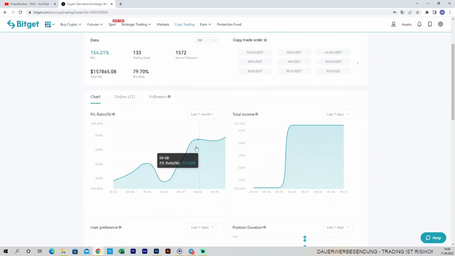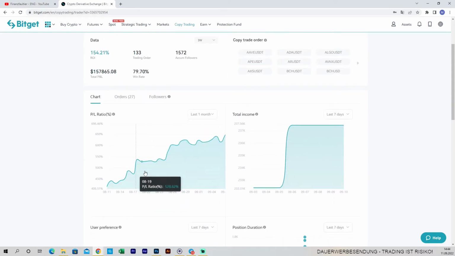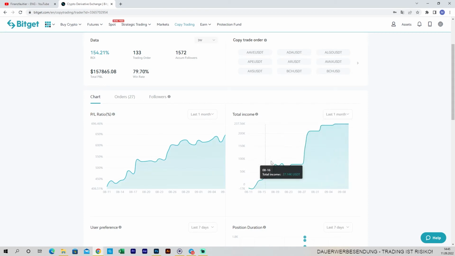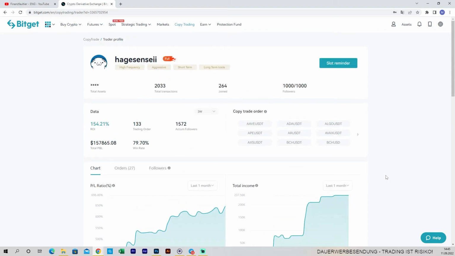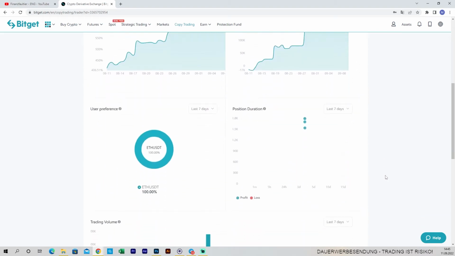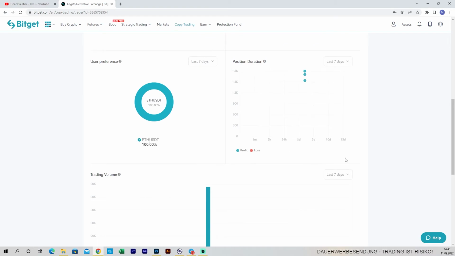Let's check the last month of results. These are nice results. Let's check the income, not the percentages. Well, he has 237,000 in the last 3 weeks. That's not too shabby, huh? Isn't it? He only trades Ethereum USDT, okay?